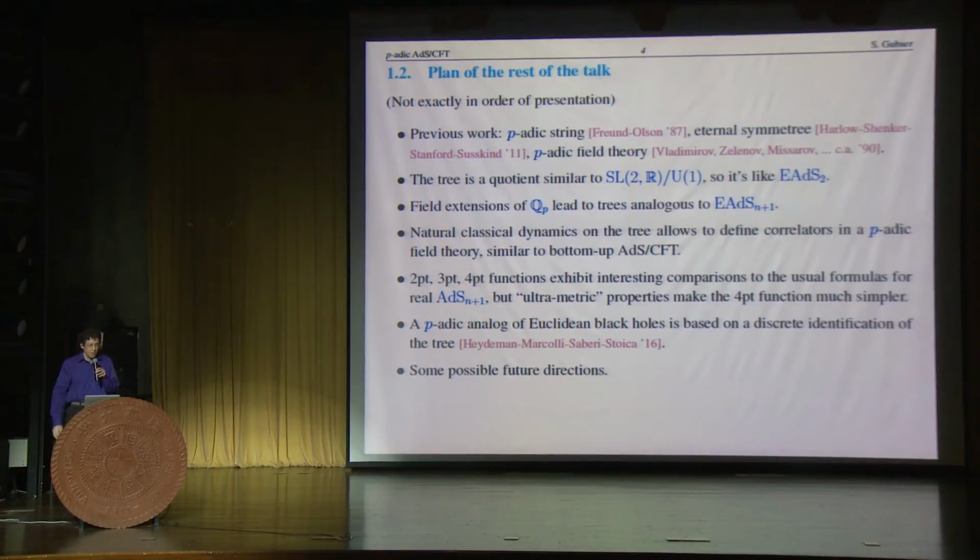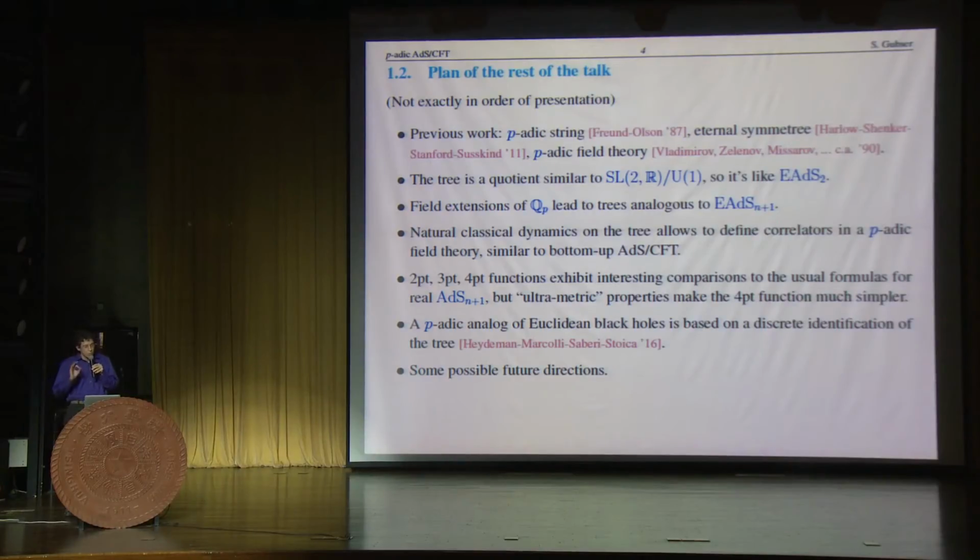I'll tell you also about field extensions of the p-adics that lead to trees that are analogous, I claim, to Euclidean AdS n+1 for any n. And then I'll tell you about a natural classical dynamics on the tree that allows you to define correlators in a p-adic field theory. It's very similar to the story of bottom-up AdS CFT. In particular, I'll show you, well, not 2-point functions really, but I'll show you 3-point and 4-point functions, which exhibit interesting comparisons to the usual formulas for real AdS n+1.